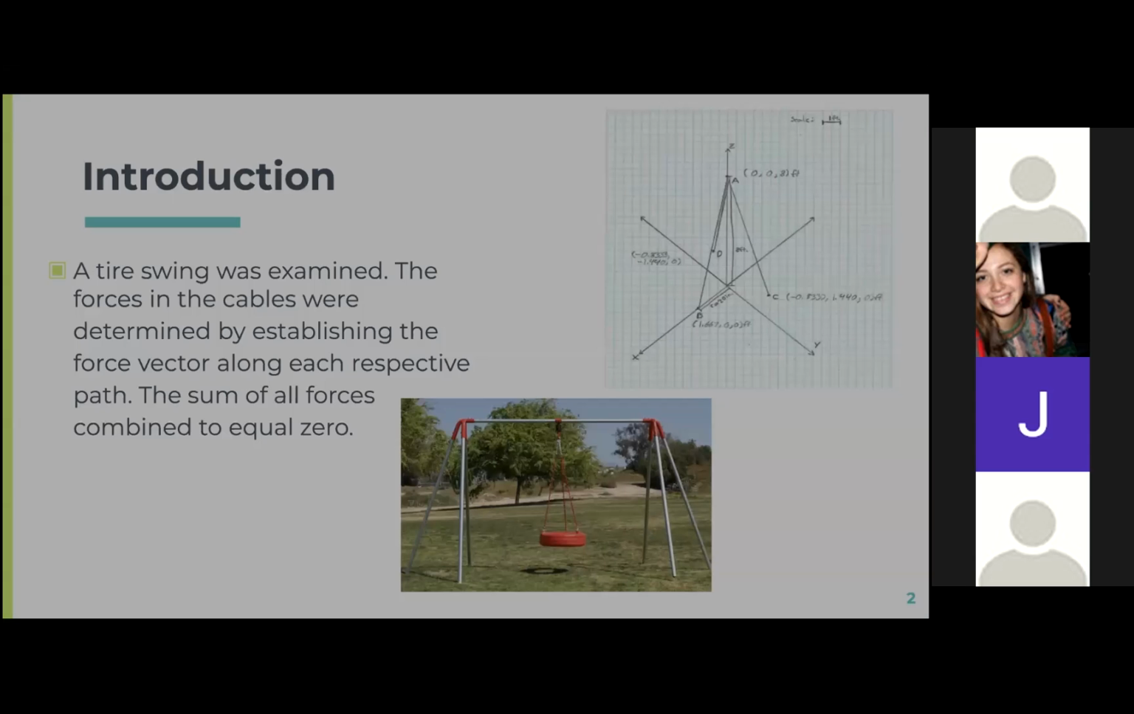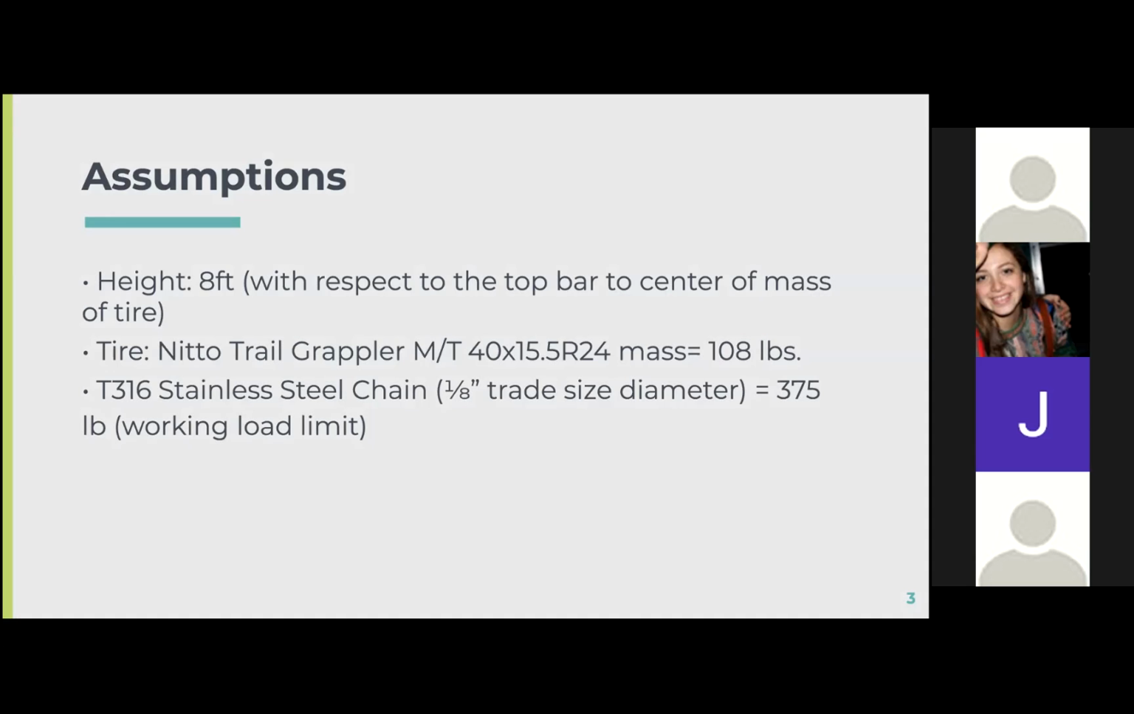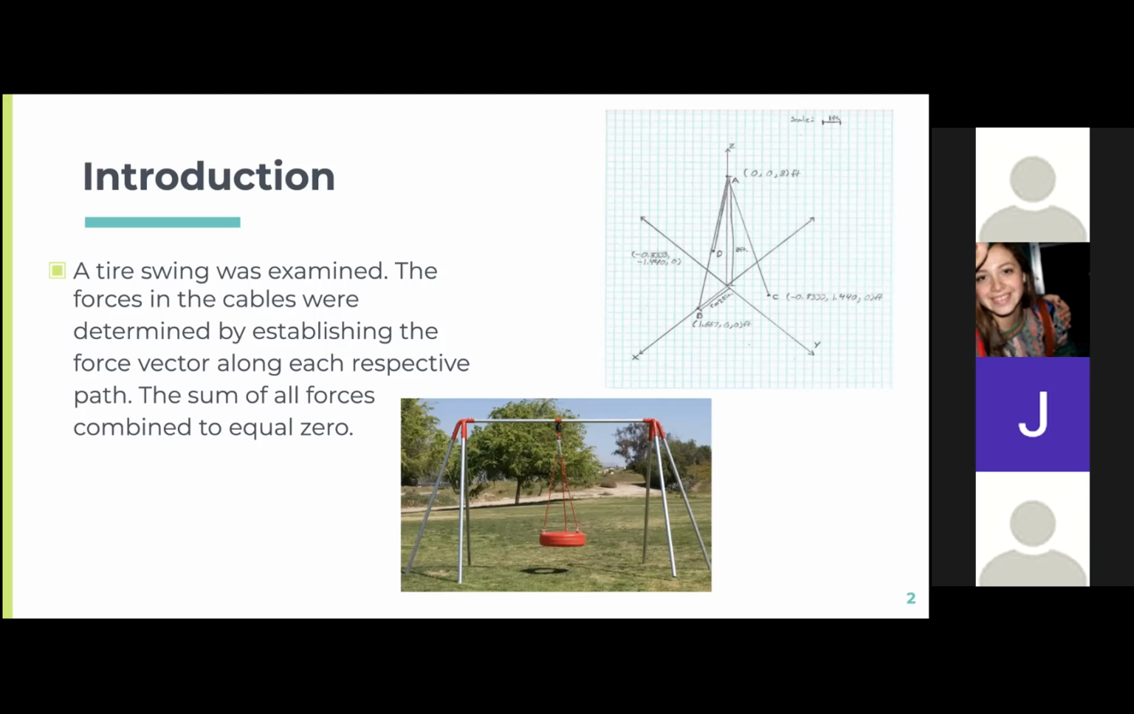It is important to know that this project is specifically about an object or particle that is not moving or rotating, and it requires that the sum of all forces and moments acting on the particle be zero. For the introduction, we had this diagram made by Ben, handwritten and hand drawn, and we decided to choose a tire swing. The tire swing, as you can tell, is not moving, and the sum of forces is equal to zero.